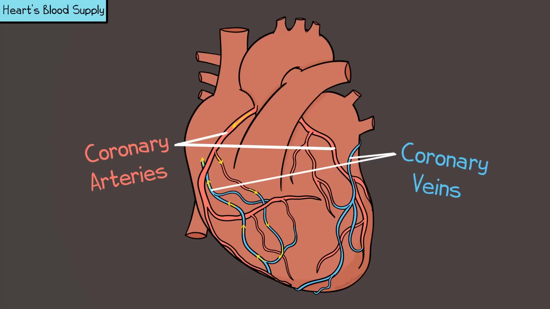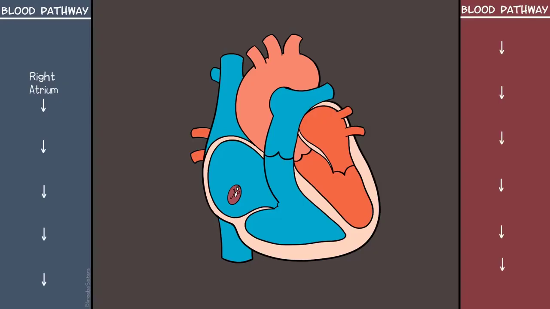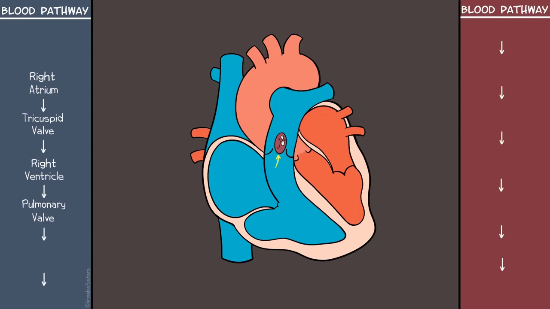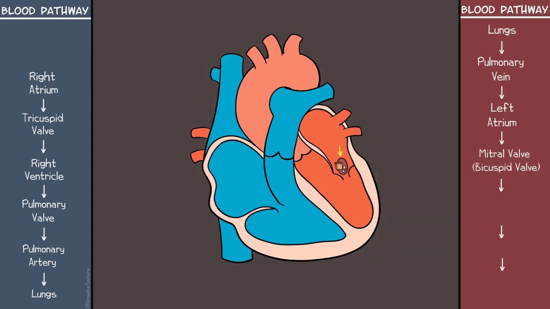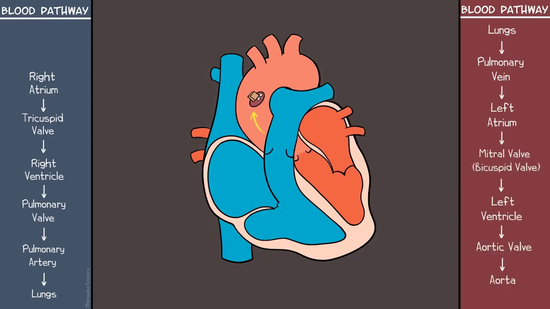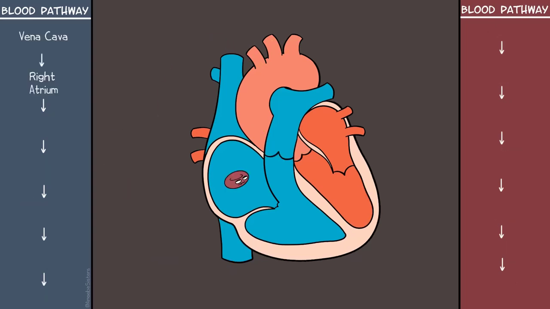In fact, to quiz yourself, can you pause the video and trace the pathway of blood again, starting with the right atrium? Okay, all together. Right atrium, tricuspid valve, right ventricle, pulmonary valve, pulmonary artery, lungs, back through the pulmonary vein, left atrium, mitral valve, left ventricle, aortic valve, aorta. Takes it to the body, and then it will eventually return through the vena cava back to the right atrium again.